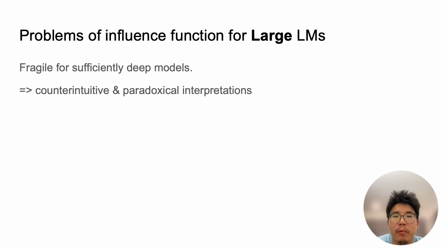And there is a problem when applying influence functions to large language models. Previous works have shown that influence functions computed from the gradients and the Hessian of the model may grow fragile for sufficiently deep models. Furthermore, these influence functions can have counterintuitive, even paradoxical interpretations, and therefore it's hard to explain if the unexpected behavior is a consequence of the wrong influence function or of the learning paradigm itself.